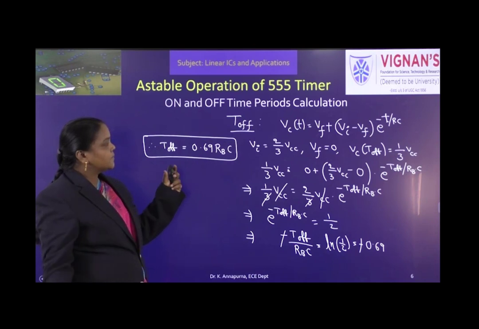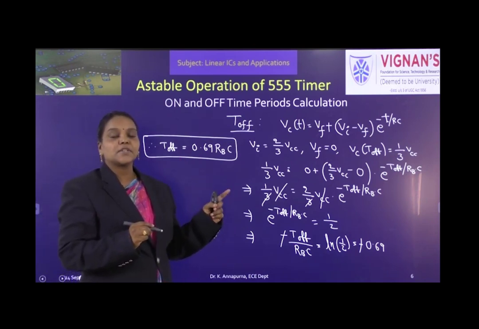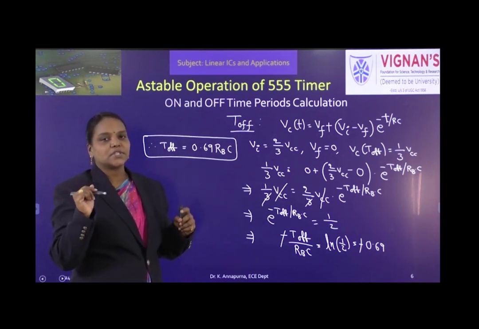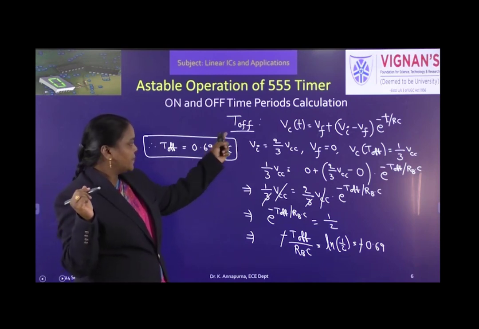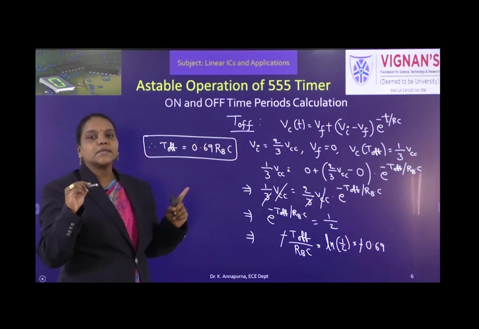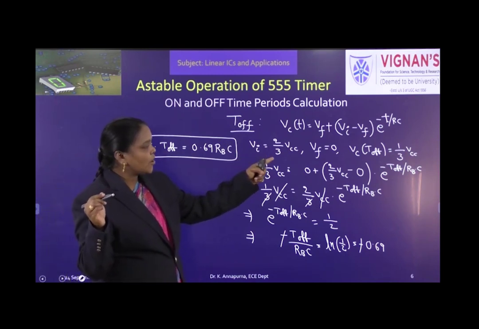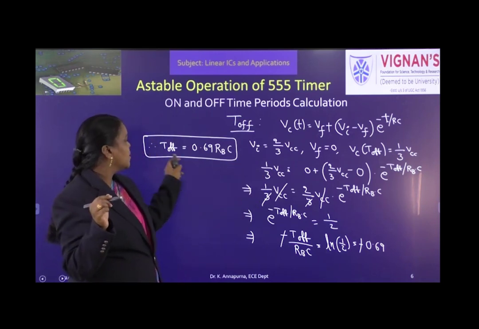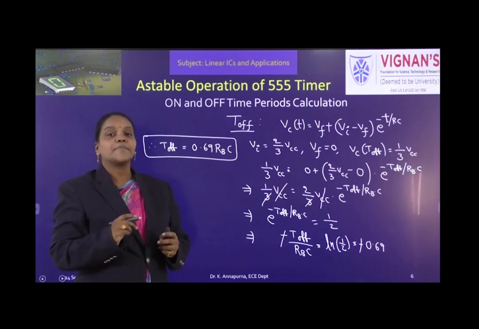Okay, the off period is nothing but the time taken by the capacitor to discharge from 2/3 VCC to 1/3 VCC, and its final aim is reaching 0. So the final value I have substituted is 0, and at t is equal to t off, it is reaching a value of 1/3 VCC. By substituting these and simplifying, we will get the off period as 0.69 into RB into C.